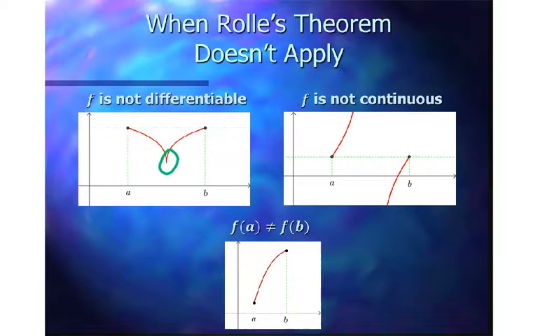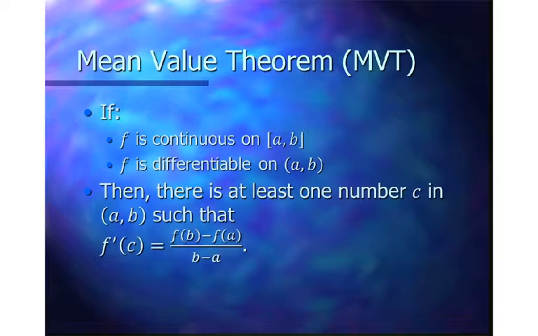Now let's look at the mean value theorem. The mean value theorem starts out with two of the same three conditions. It starts out with f being continuous on the closed interval from a to b and differentiable on the open interval from a to b, but it removes the requirement that f(b) has to be equal to f(a). Okay, so there are only two conditions for this theorem.